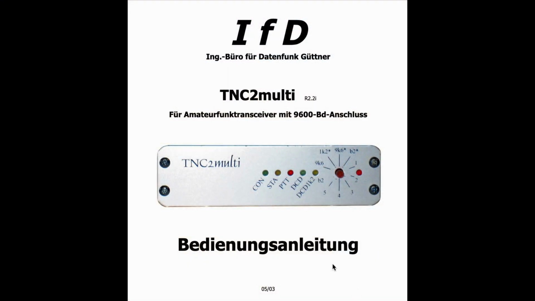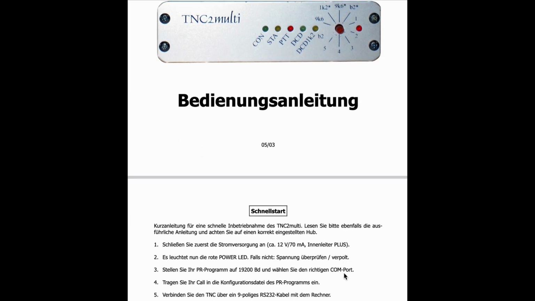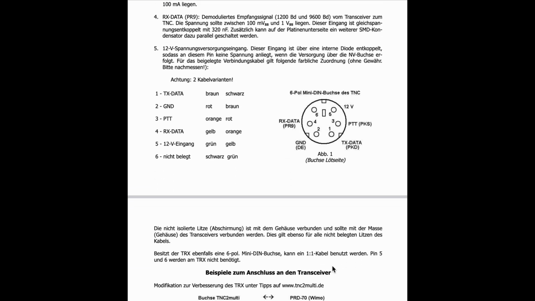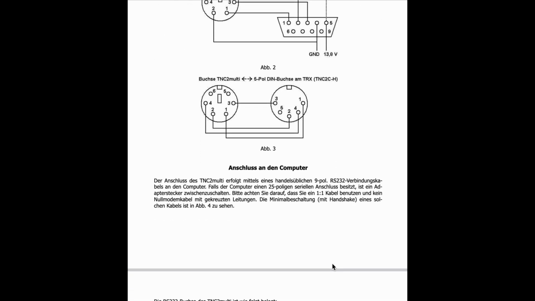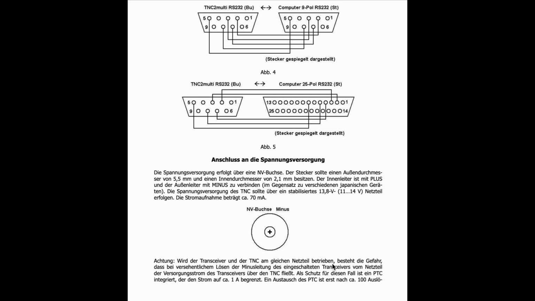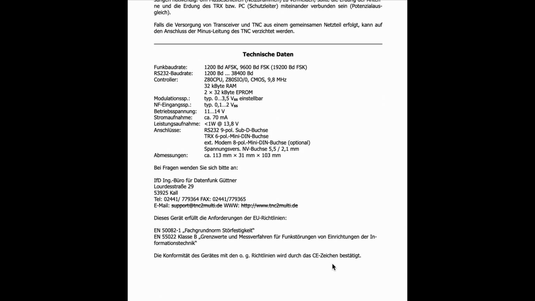Let's have a brief look into the manual first. As I mentioned before, this one's made in Germany by the company called IFD. And according to the date down here, it's made in the early 2000s. The manual is from May 2003. Let's scroll down a bit. Sorry, it's in German. I found no English manual. Here's the wiring and so on. And here are the technical data. Here we have the data rate, and that's interesting. The controller is a C80. So let's have a look inside.